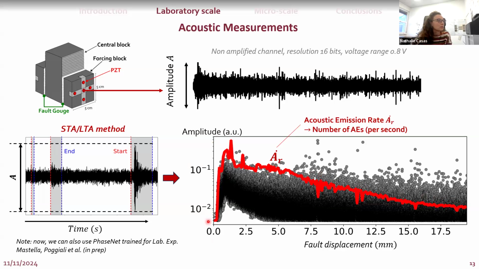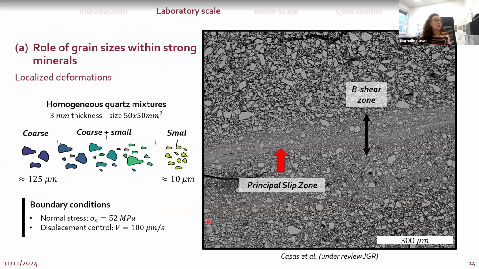Okay, so first case study: what is the impact of grain size within strong minerals? For this case study, which is homogeneous quartz mixtures, I changed the size of the grains from 125 microns to 10 microns, and in between, bidispersed mixtures of both grain sizes, with 25, 50, and 75% of the small particles.